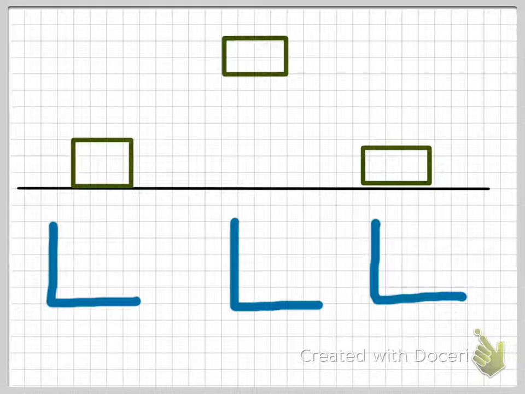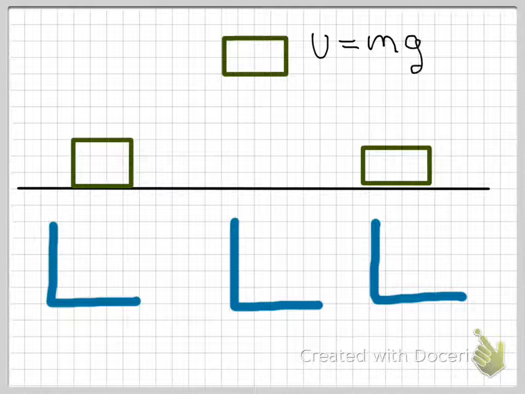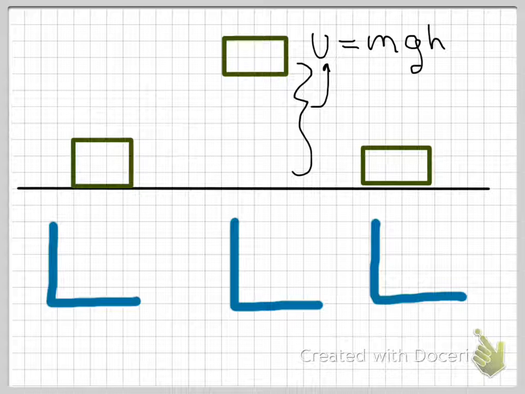Hey kids, now that you've seen the Eureka videos on kinetic and potential energy, I would like to take a moment to look at the connection between the two. We now know what potential energy is. We can calculate potential energy as equal to the mass times gravity times the height. So as long as an object has height, it's going to have potential energy.